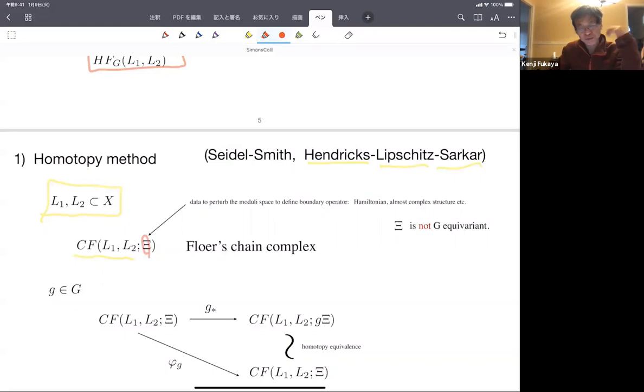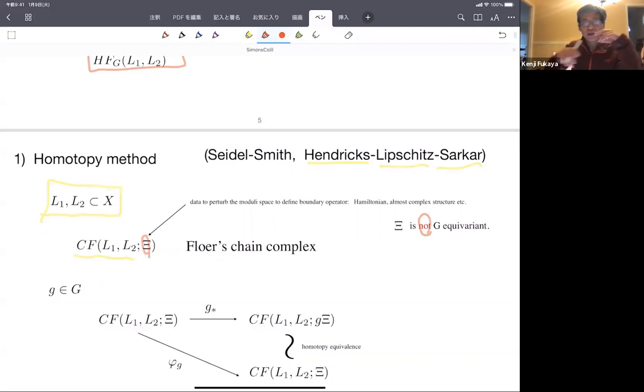Typically, we take Hamiltonians or almost complex structures. And the point is that C is not necessarily G equivariant. As I said, if you require C to be G equivariant, it is harder to achieve transversality. So we forget this G equivariance, and we can certainly define the Fourier chain complex in the usual situations.